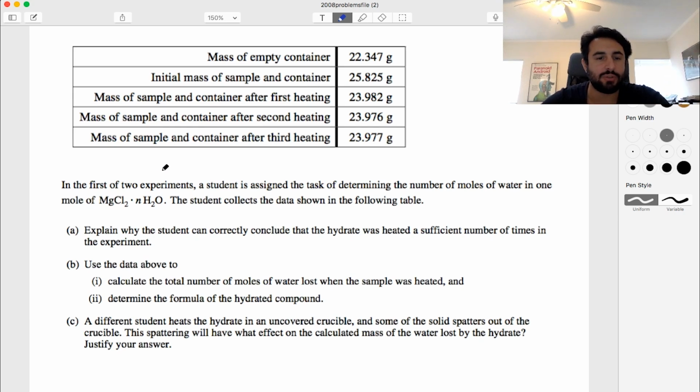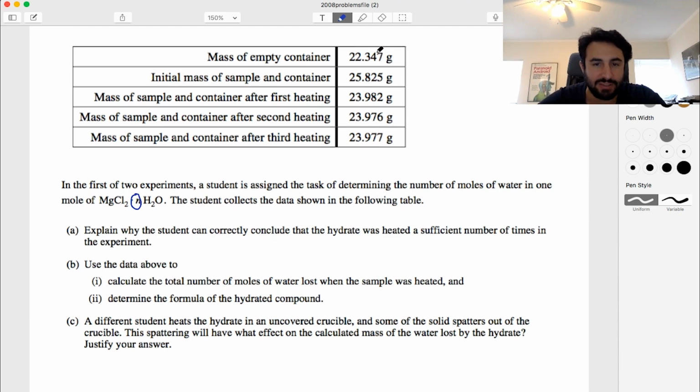In the first of two experiments, a student is assigned the task of determining the number of moles of water in 1 mole of MgCl2·nH2O. So we don't know that number. We don't know how many waters are in this hydrate, how many water molecules are in one formula unit of this hydrate. So we want to find out. The student collects the data shown in the following table.